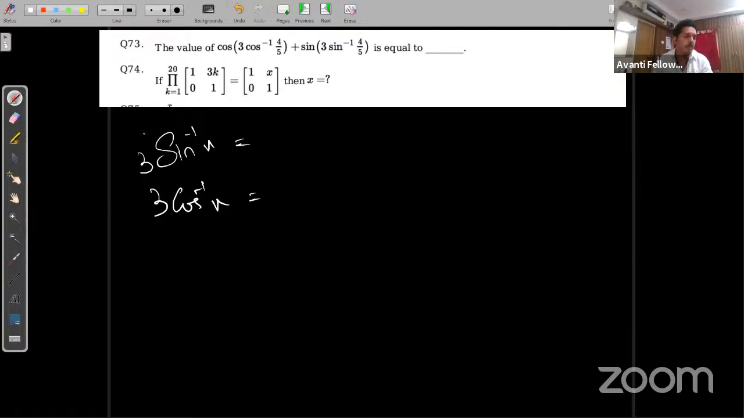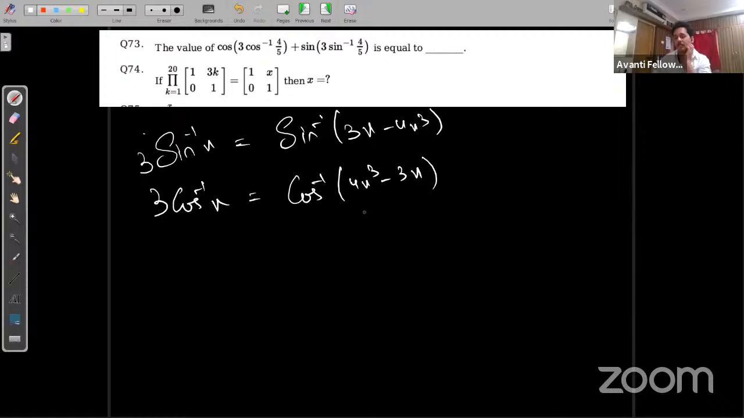Okay. So, what is 3 sine inverse of x, guys? It is sine inverse of 3x minus 4x cube, because sine 3 theta is 3 sine theta minus 4 sine cube theta, right? And what about 3 cos inverse of x? It is cos inverse of 4x cube minus 3x, because cos 3 theta is 4 cos cube theta minus 3 cos theta. Okay, everyone. So this is the formula we know.